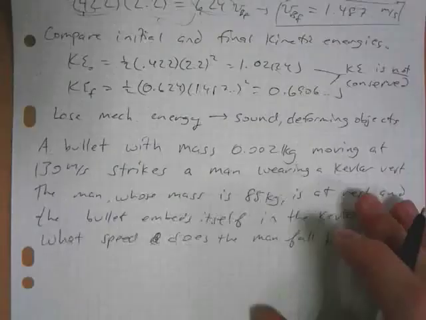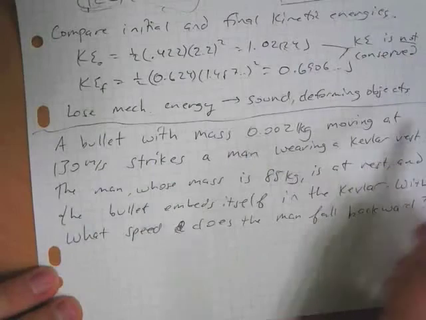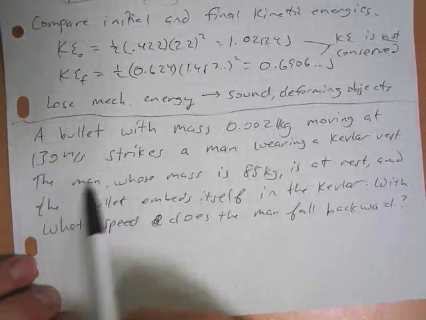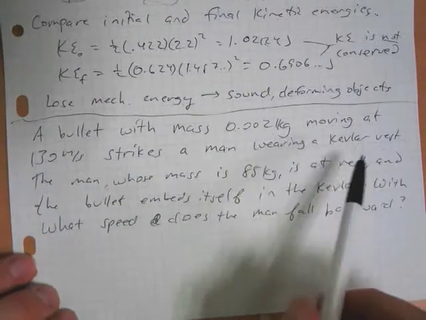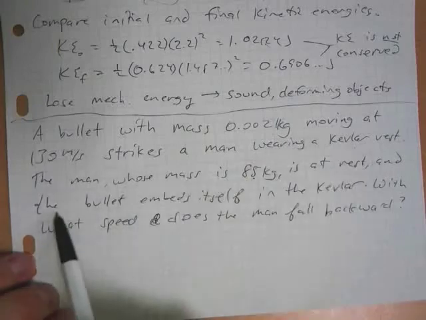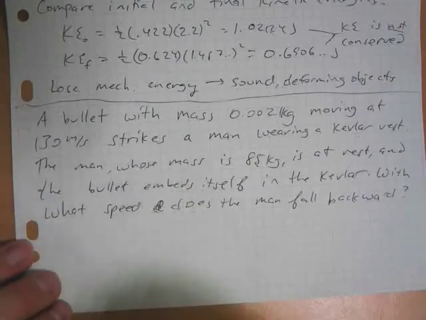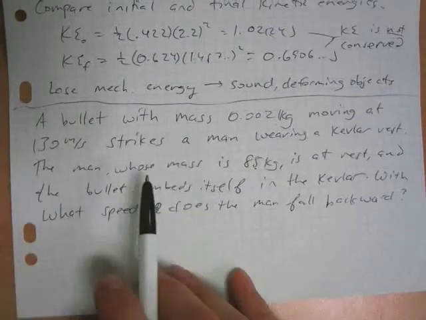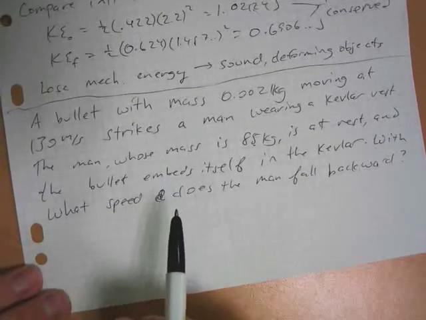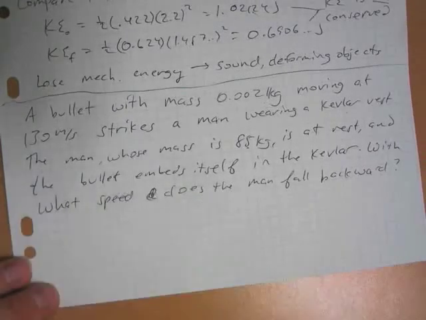Okay, so let's say we've got another example here. Say we've got a bullet with mass 0.0021 kilograms, 2.1 grams, moving at 130 meters per second, and it strikes a guy, but he's wearing a bulletproof vest, a Kevlar vest. The man has mass 85 kilograms. He's initially at rest, and the bullet gets itself stuck in the Kevlar. And the question is, with what speed does the man fall backward? The reason I'm bringing this up is because in movies, a lot of times somebody gets shot and then they go flying backward from the force of the gun. But let's crunch some numbers here.